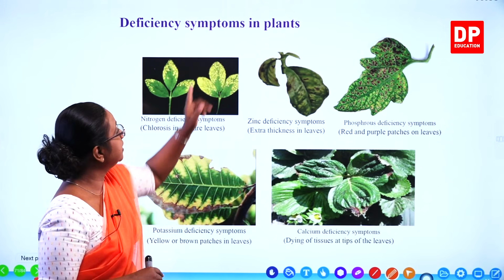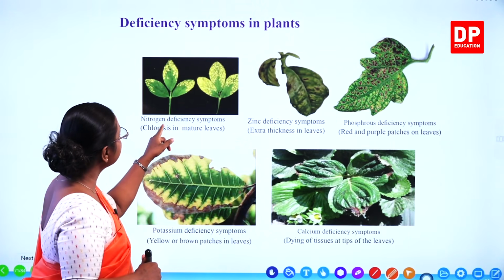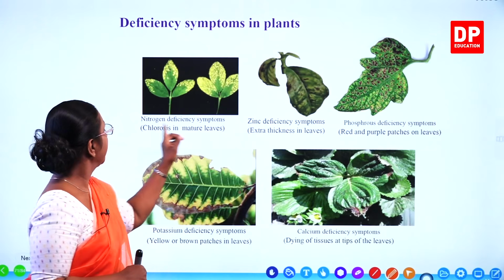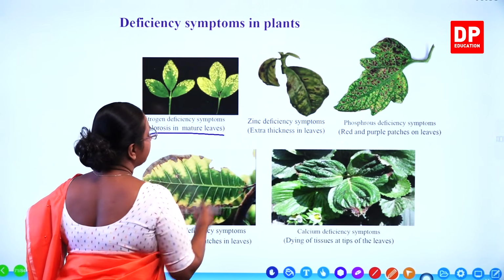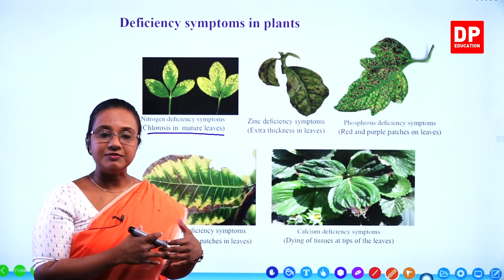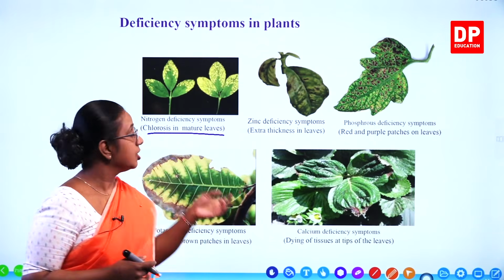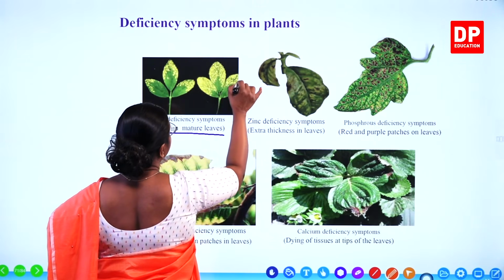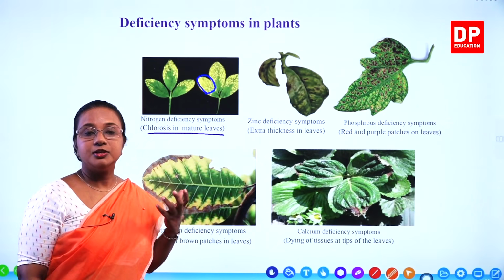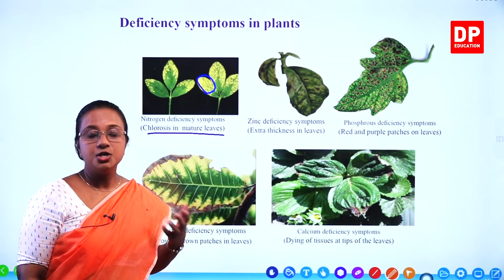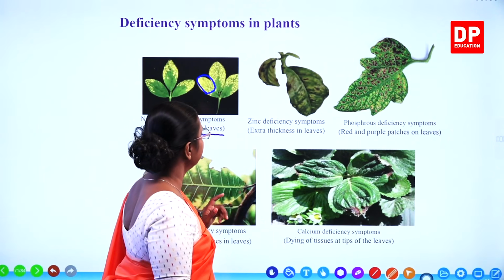Deficiency symptoms in plants. So, this is the first one where you see the nitrogen deficiency symptom. You can see it is chlorosis in mature leaves. Mature leaves is the grown up. The new leaves are known as the tender leaves, and with time they become the mature leaves. So, chlorosis is these areas becoming yellow in color. The normal green color is not there. So, that is what we call chlorosis because of nitrogen deficiency.